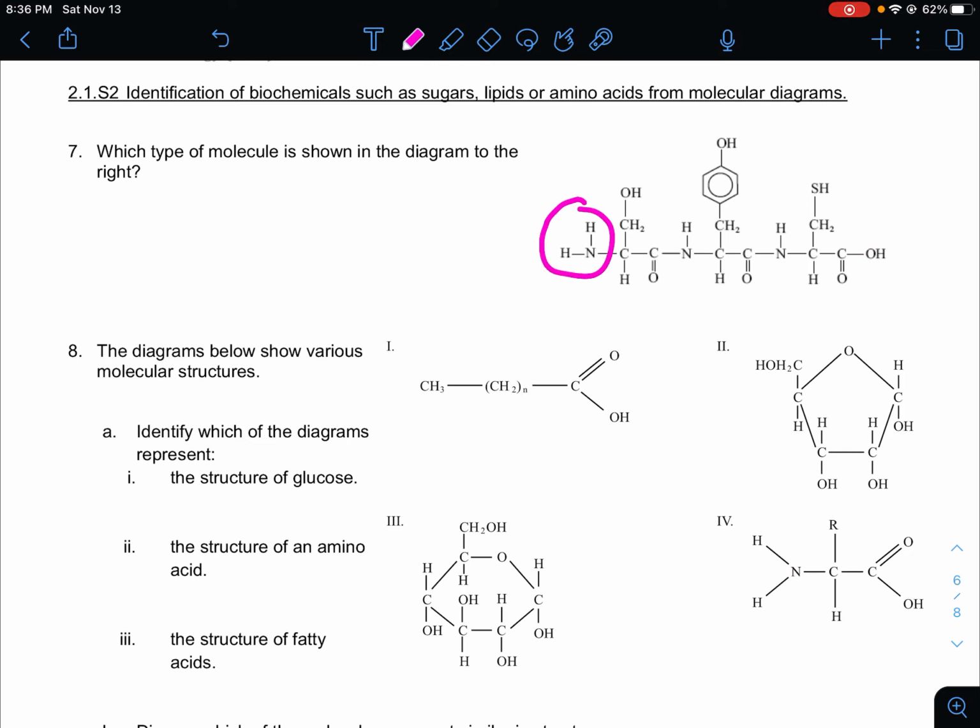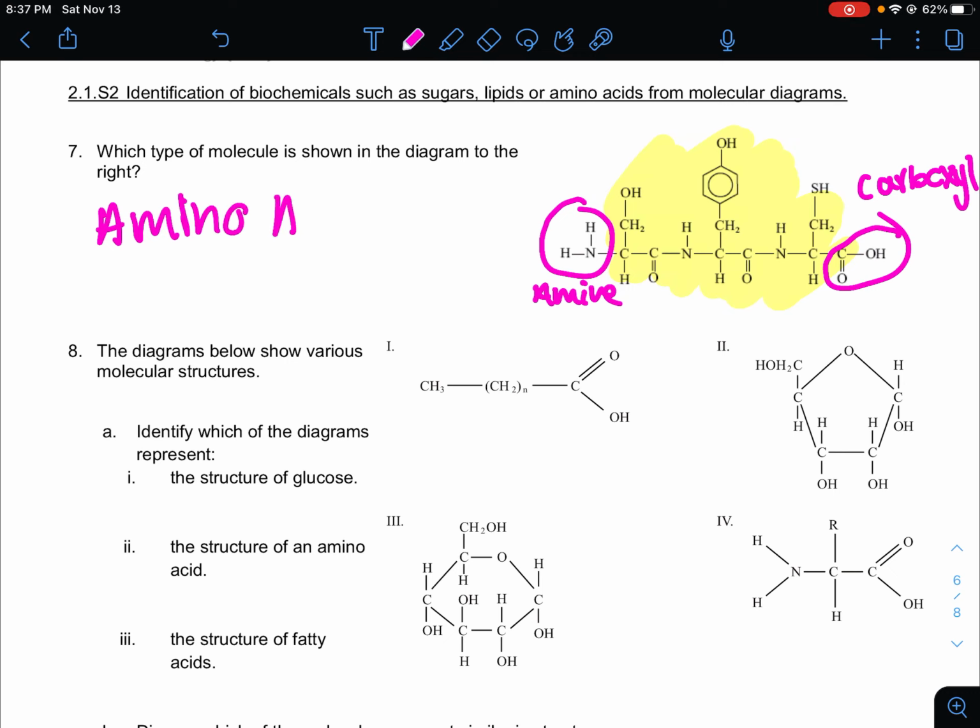If you look, you have an amine group right here. Then you have the carboxyl group here. And all of this rest of it in the middle is your carbon variable, that R that we were talking about with the functional groups. So because it has an amine and a carboxyl, this molecule would be an amino acid.